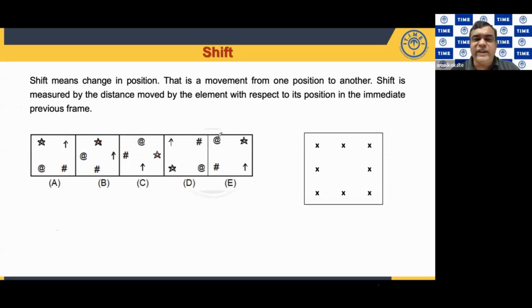Same way the hash is moving, same way the arrow is moving. Can you visualize that? Look at the hash. Hash goes one position clockwise, then one, two positions clockwise, then one, two, three positions clockwise, one, two, three, four positions clockwise. If you want a next figure, then you should tell them to move five positions clockwise. Is that okay? Fine. Let's go ahead.